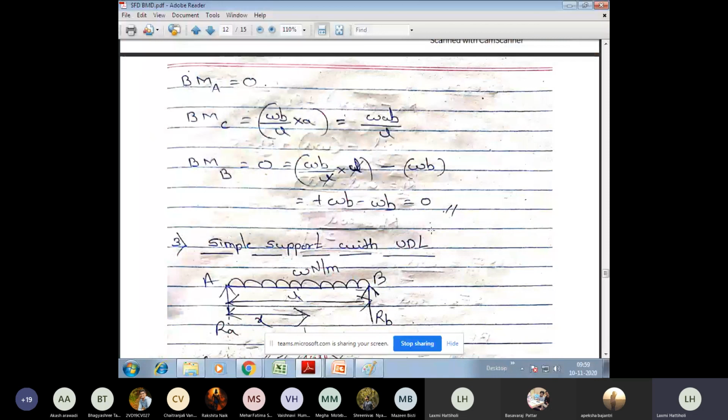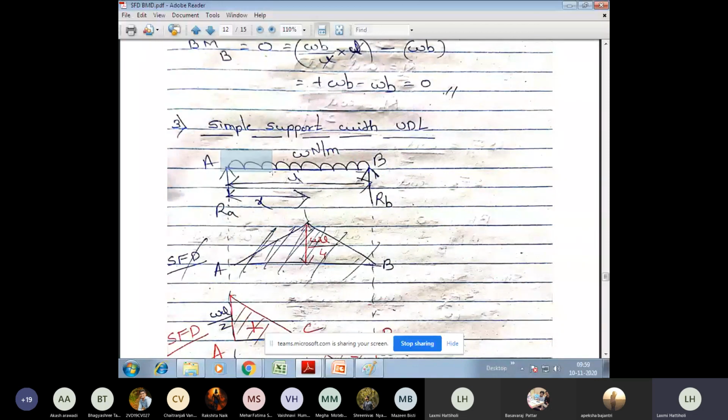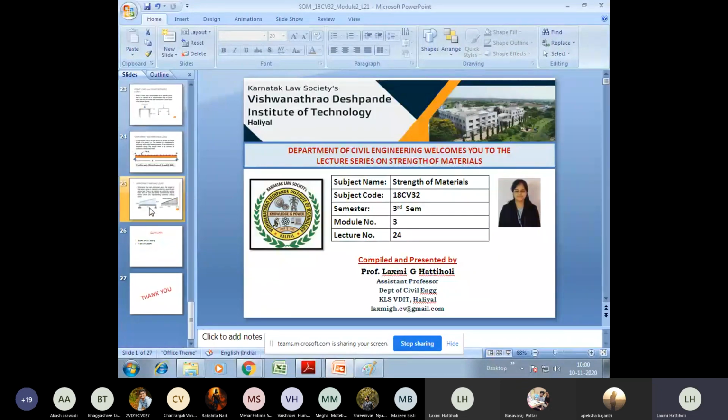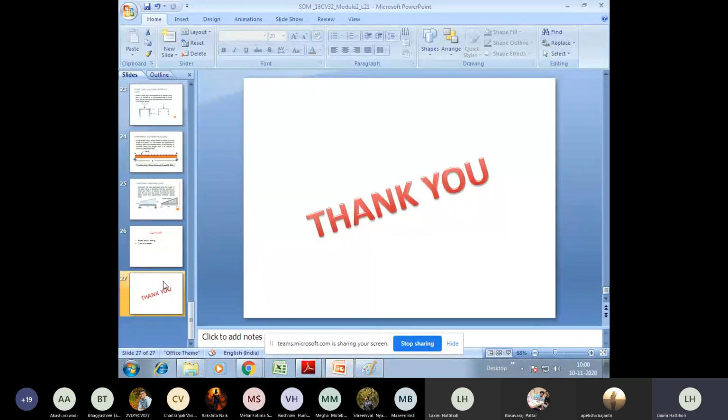In tomorrow's class, I will take the UDL. UDL is also the same. If you are able to do it, just proceed, give it a try. If you face any difficulty, we'll discuss this in tomorrow's class. Okay, are there any queries? No, ma'am. So practice this. If you face any difficulty, keep your doubts for tomorrow's session. Tomorrow, we'll discuss all the doubts which you have.